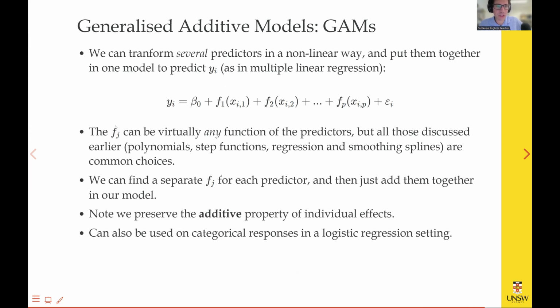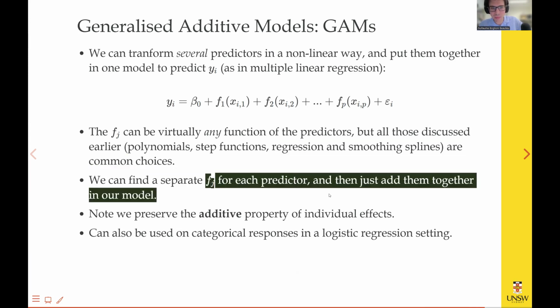Okay, so again, fj can be virtually any function of the predictors, but all those discussed earlier, again, polynomials, step functions, regression splines, smoothing splines, are common choices. So again, you can find a separate fj for each predictor and then just add them together in your model.